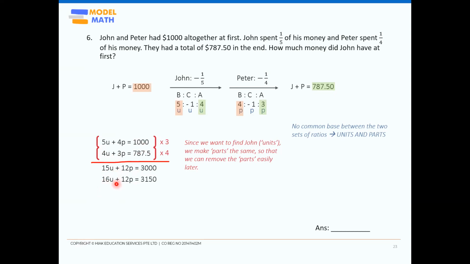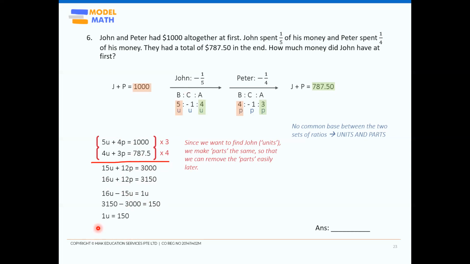Now looking at two new equations, since you have made 12 parts the same, notice that you can easily get rid of 12 parts by taking the difference between both equations. So 16u minus 15u, that's a difference of 1u. 12p minus 12p, no more p, you get rid of p. That's how you get rid of parts. That's the idea. When you make parts the same, you want to get rid of parts. And of course, whole number minus whole number, you get 150. In other words, your 1 unit equals this difference of 150. There you go, you have found 1 unit.